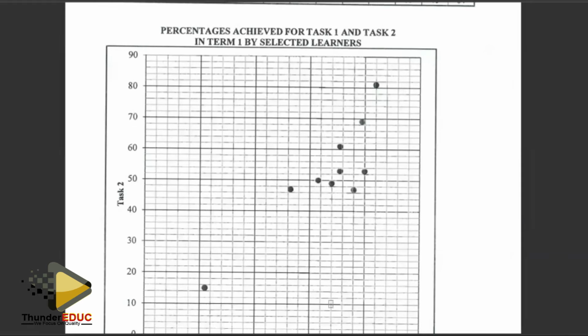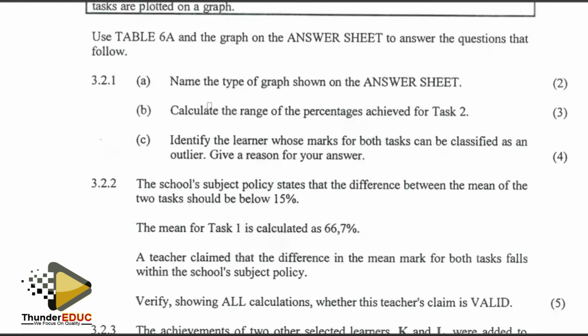The type of graph like this one here, we call it the scatter plot. All right, there we go. Name the type of graph. We are saying it's called the scatter plot.